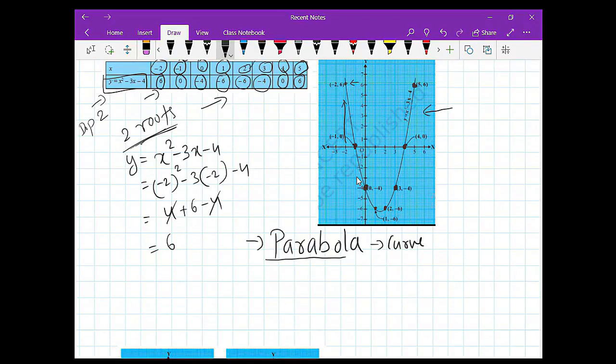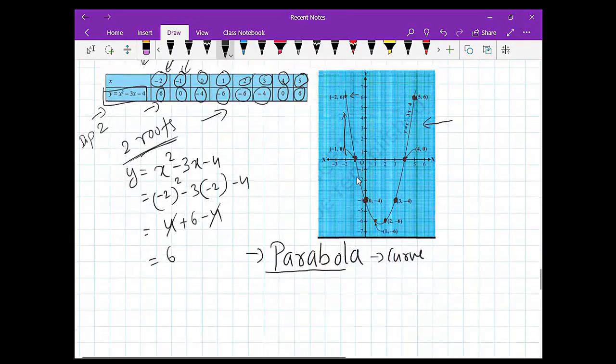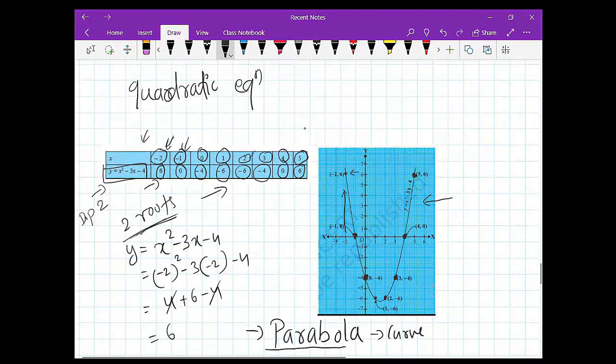You need not take this many values for x. Maximum you have to take 4 values. Then you will get y values and you are able to draw the curve.